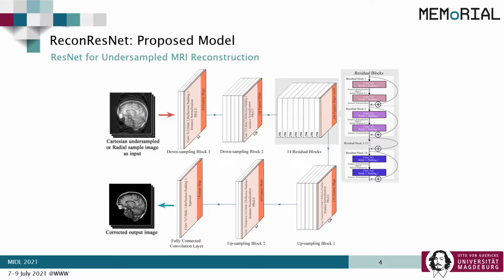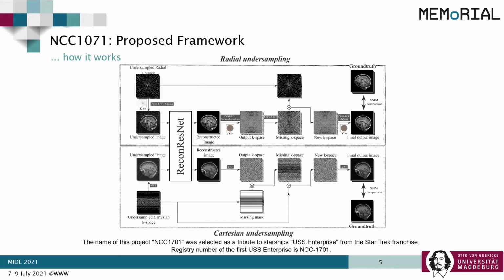After the residual blocks, the image is again upsampled 2 times to obtain the original image size back. And finally, a fully connected convolution layer is applied to obtain the final output. The final output of the method does not totally depend on the network. While training, only the ReconResNet is used, but during inference, the whole framework is used. This proposed NCC1071 framework for undersampled MRI reconstruction uses this ReconResNet as its backbone.